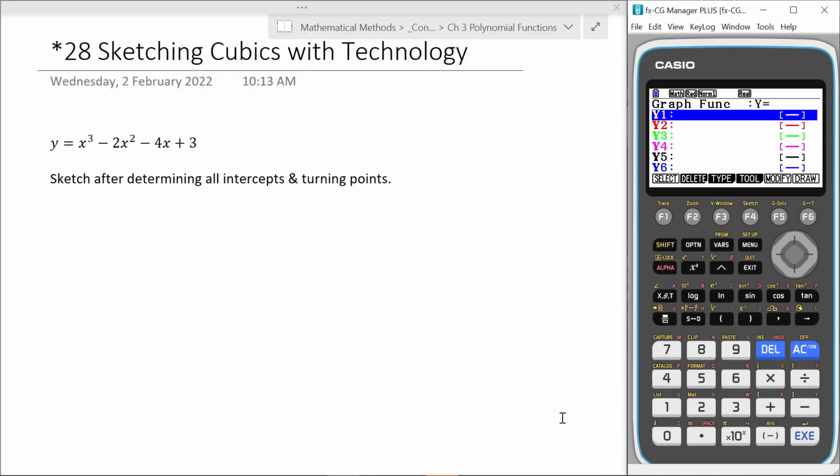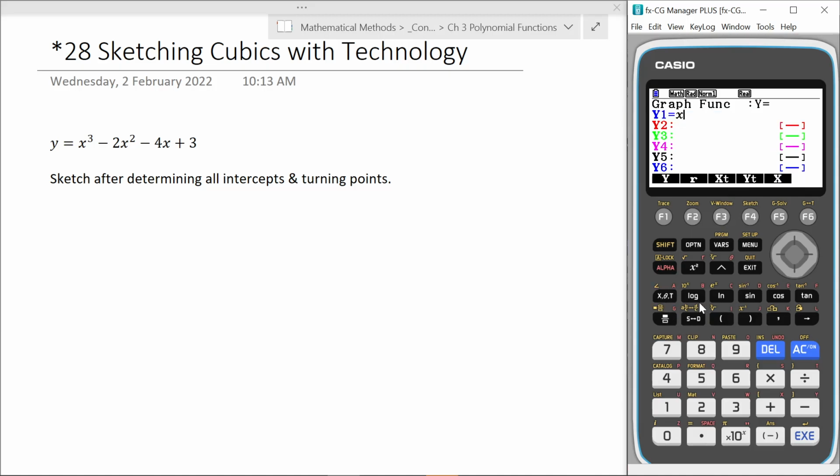Alrighty, so today we're going to be looking at sketching a cubic, showing all information. In this case, for a cubic, we want to know all of the intercepts and the turning points. For finding intercepts, we can do that algebraically for some cases. We can factorize. But for finding turning points, we currently do not have a strategy whatsoever. So we look towards our calculator friend.